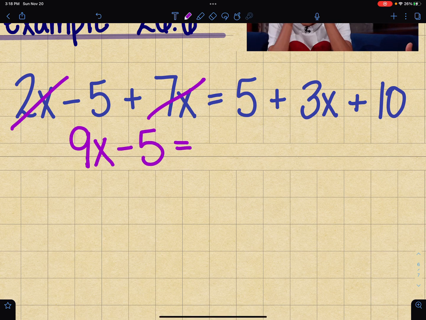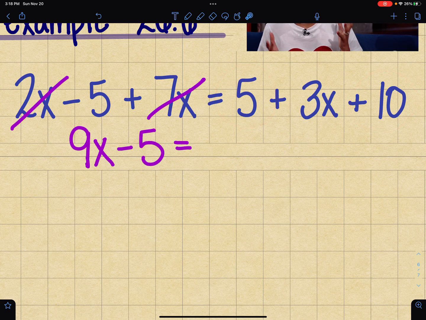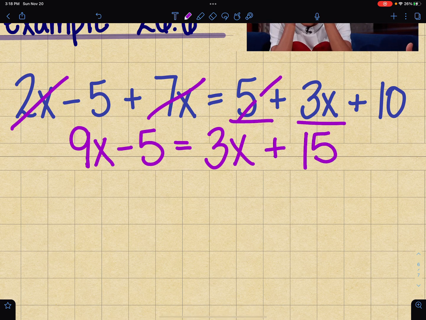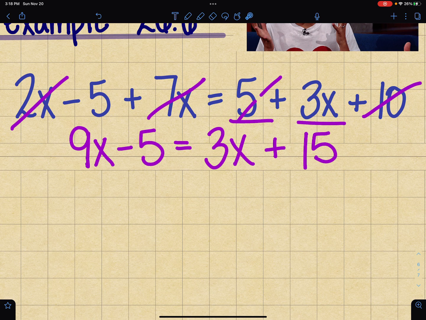What about on the right-hand side of the equal sign? What is a like term? Well, this is and this is, because there's no variable with it, right? So I just brought down that 3x, and then I'm just adding 15, because I did that in my head. I combined those two and got 15. So now we're left with this purple equation, and we can solve something like that, right?